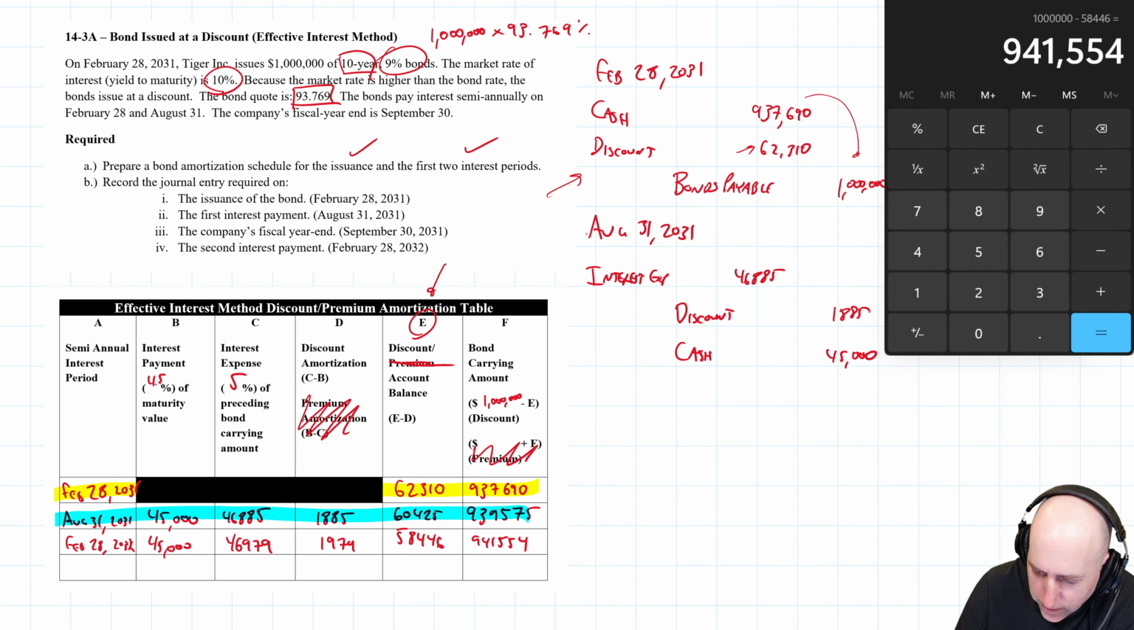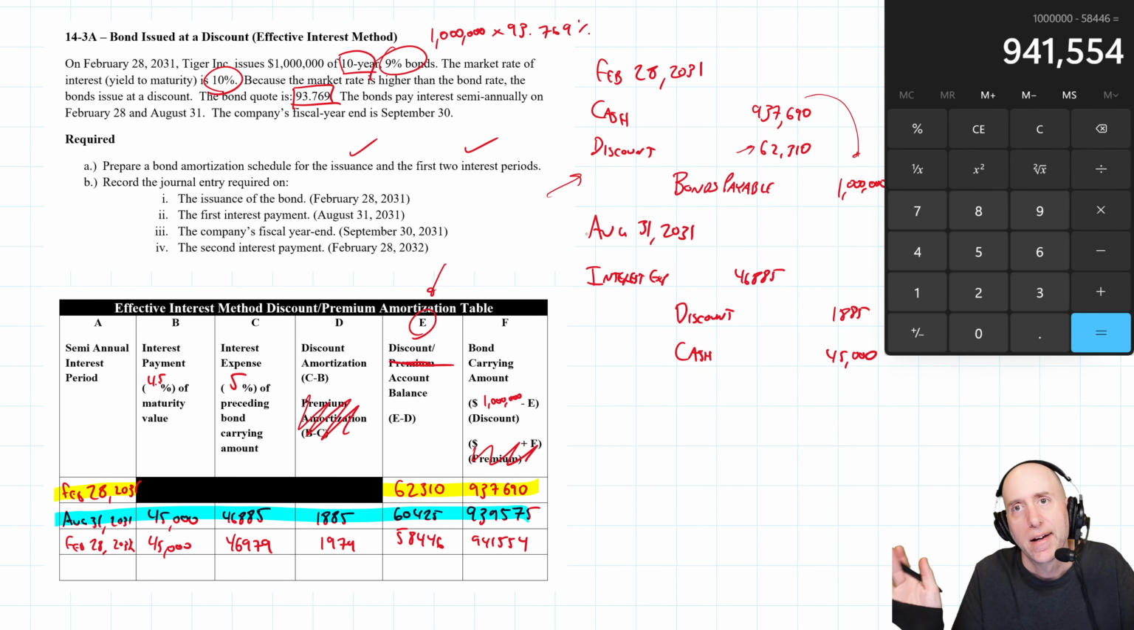$18.85. Now, if you were doing the net method at this moment, you wouldn't credit the discount, you would credit the bond payable. So remember, you would have gone debit cash, credit bonds payable, $937, and now you credit bond payable for $18.85. That's the only difference here. Other than that, it's the same.